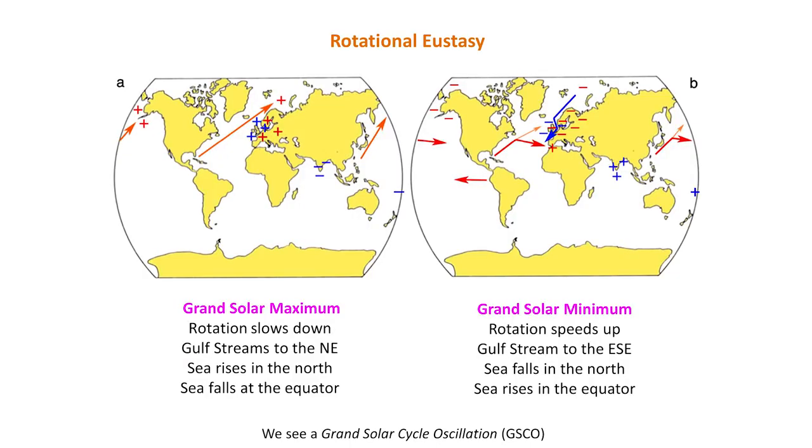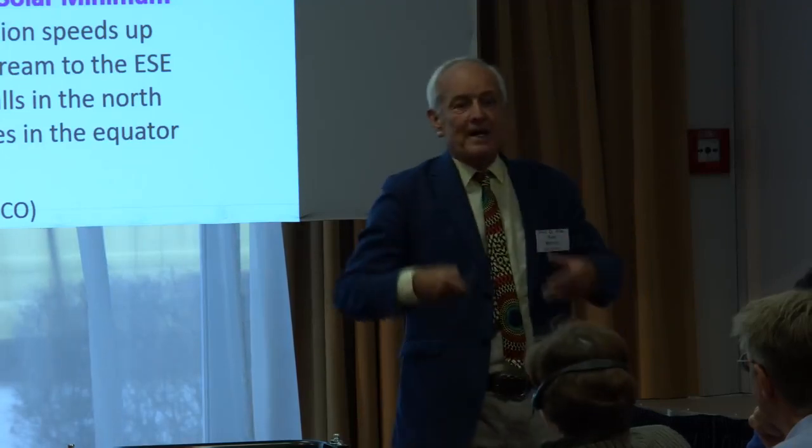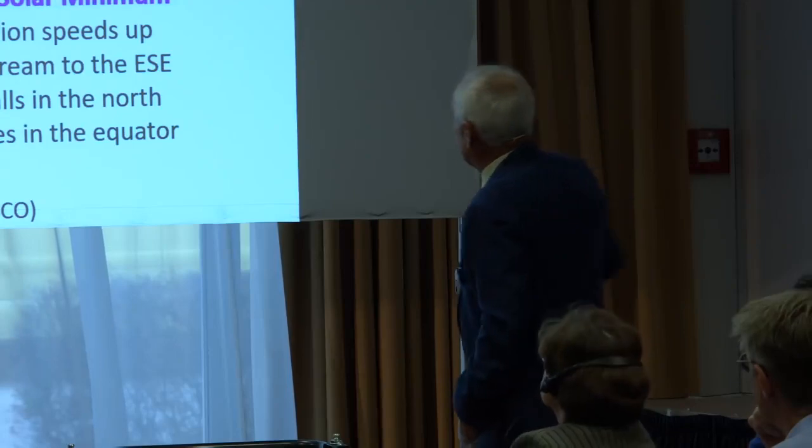So this was what I read long ago, solar grand maxima. The rotation slows down, the Gulf Stream flushes to the north. It gets warm here and high sea level. At the same time, sea level falls here. It is in the 18th century. On the contrary, it's grand solar minima. Rotation of the Earth speeds up, not from internal processes, but from external forces. It means from planetary beat on the sun.